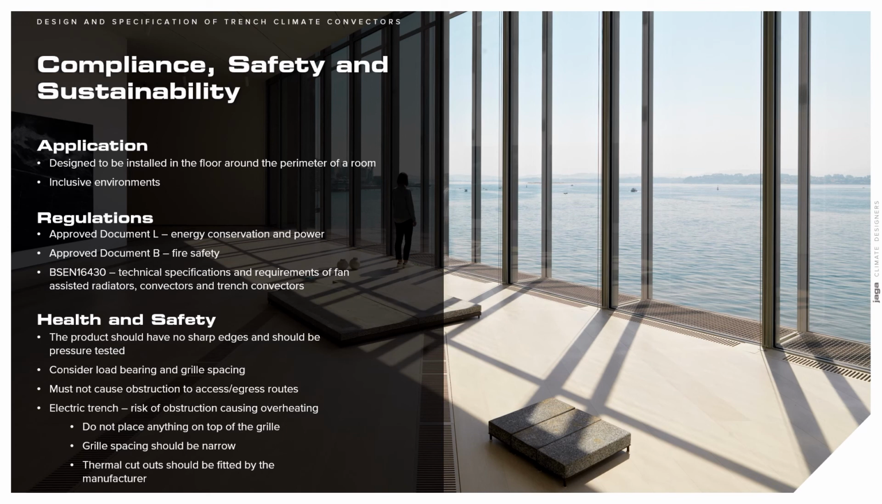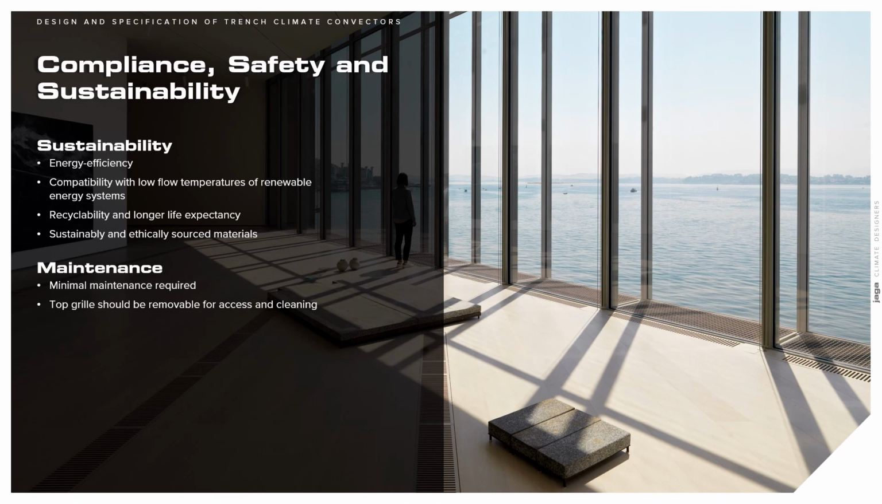Heating, cooling, and ventilation systems must always be fit for purpose, with the building usage and occupants taken into account. So, grill choice should not only be aesthetic, but also be suitable for the application in terms of load bearing and grill spacing. Grills should never cause obstruction when installed in access and egress routes. In construction today, sustainability is crucial. Renewable heat sources should be a primary consideration in building design, and energy-efficient trench climate convectors that are compatible with low-flow temperature systems should be chosen.